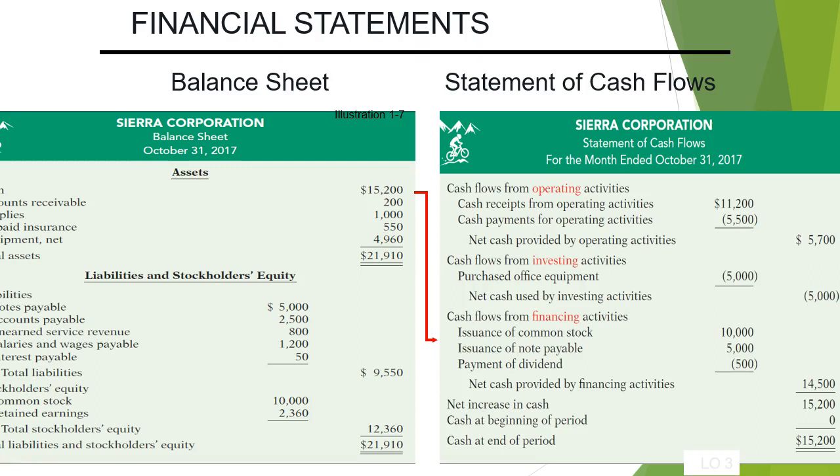So mainly our increase in cash came from the issuance of common stock, as well as we borrowed $5,000. We also had an increase in cash from our operating activities, but we did spend $5,000 on purchasing new equipment. So once again, the statement of cash flows shows the increase in our cash account that came from our operating, our investing, and our financing activities.